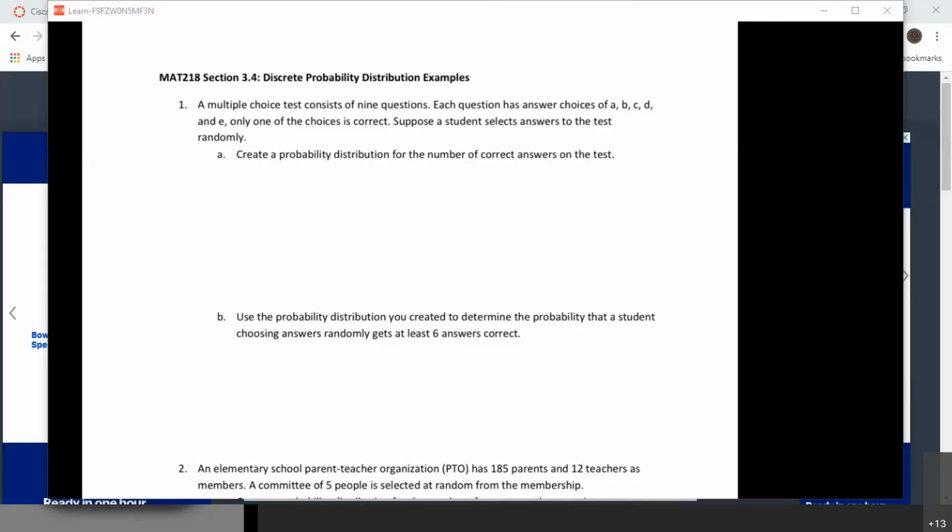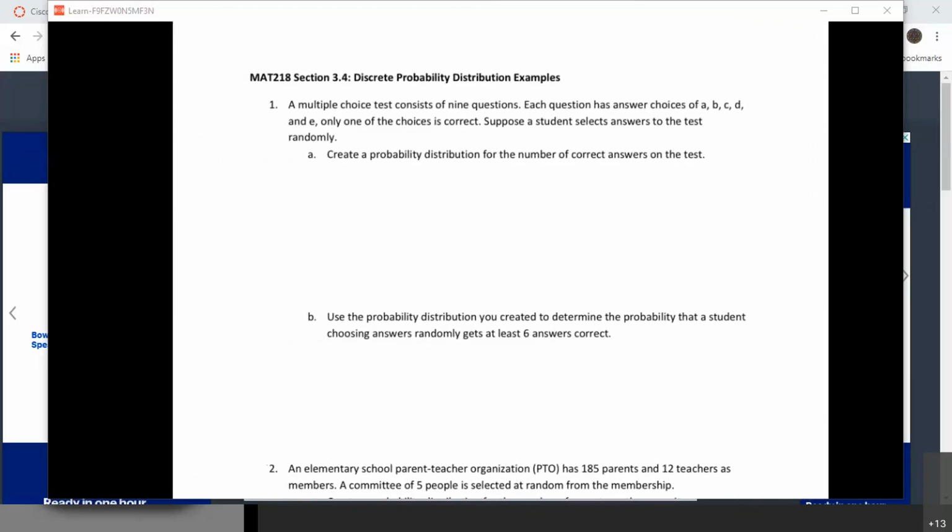Okay? First of all, you've got to figure out if I want to do this, okay, I want to create a probability distribution for the number of correct answers on the test. Well, how many correct answers could I get on a test that has 9 questions? How many correct answers could I get on this test?